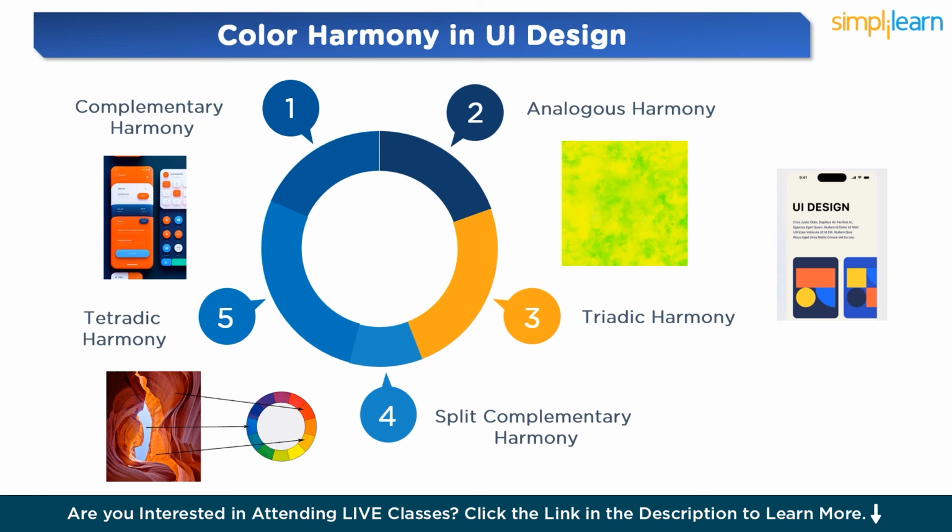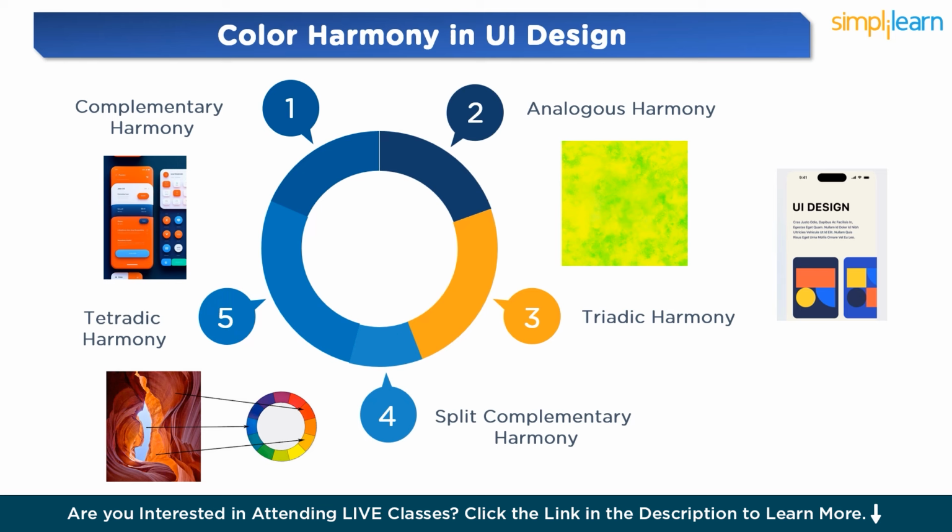3. Triadic harmony. Triadic colors are evenly spaced around the color wheel, forming a triangle. Example, a UI incorporating red, yellow, and blue elements. This harmony scheme offers a balanced yet vibrant color palette, creating visual interest without overwhelming the user.